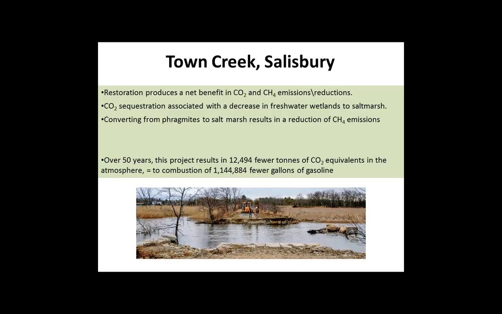Based on the calculator, we have over 12,000 fewer tons of CO2 going into the atmosphere, which is about equal to 1.1 million fewer gallons of gasoline burned over 50 years. All of our outputs are linear based on the simplicity of the model and extrapolate out about 50 years. So that's another good illustrative example of how that works.